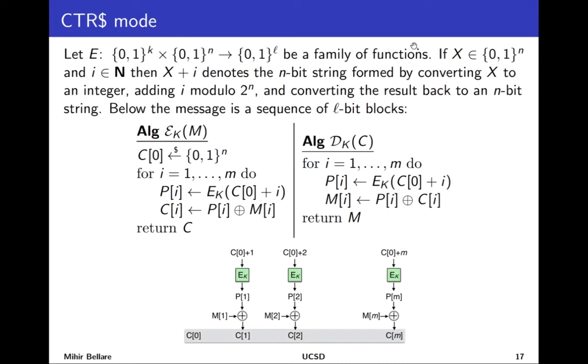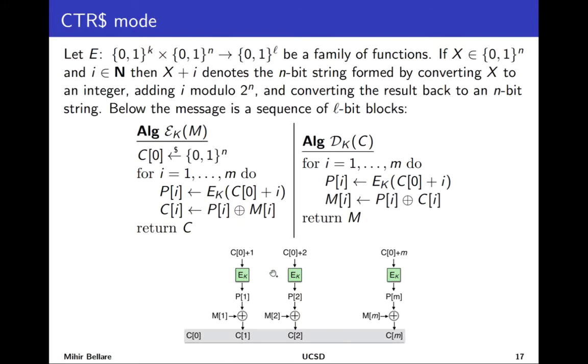To describe the scheme, it's best to start with the picture. So what we do is that when we want to encrypt the message M1 through MN, again broken into blocks, we pick a random starting point. I'll again call it C0, and its length is the input length of the family of functions. And then we just create a sequence of points. Think of this as an integer. We add 1, we add 2, and so forth. So a bunch of distinct points with a random starting point.